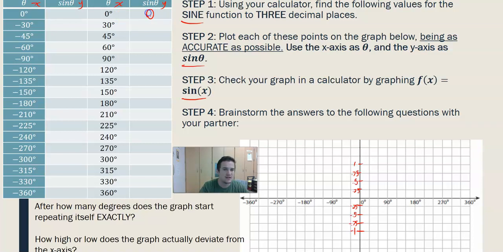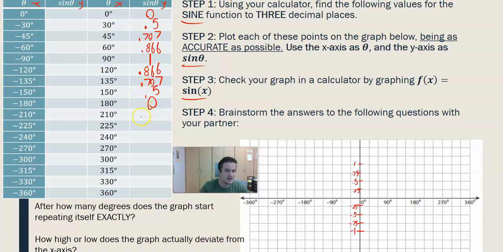Sine of 0 is 0, sine of 30 is 0.5, sine of 45 is 0.707, sine of 60 is 0.866, sine of 90 is 1. Okay, we've gone through the first quadrant of the unit circle. Sine of 120 is 0.866. Sine of 135 is 0.707. Sine of 150 is 0.5. Sine of 180 is 0. Well, look at that. Kind of like a little boomerang effect. Okay, and now let's go on.